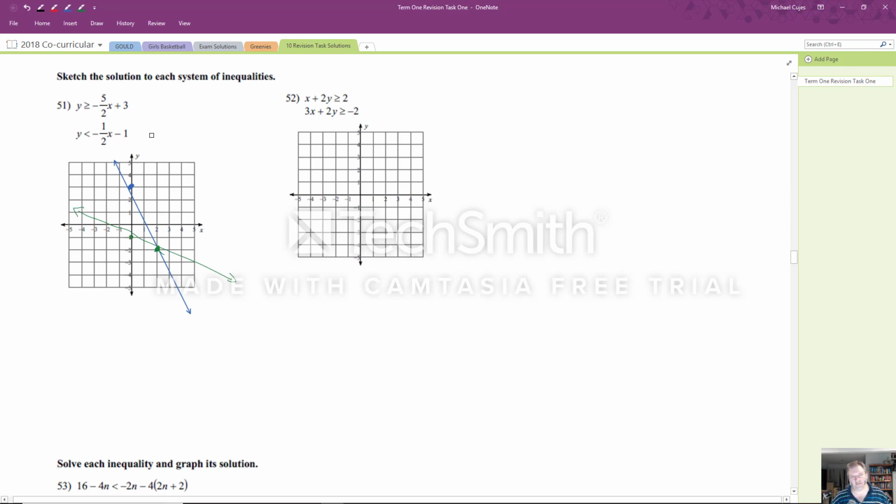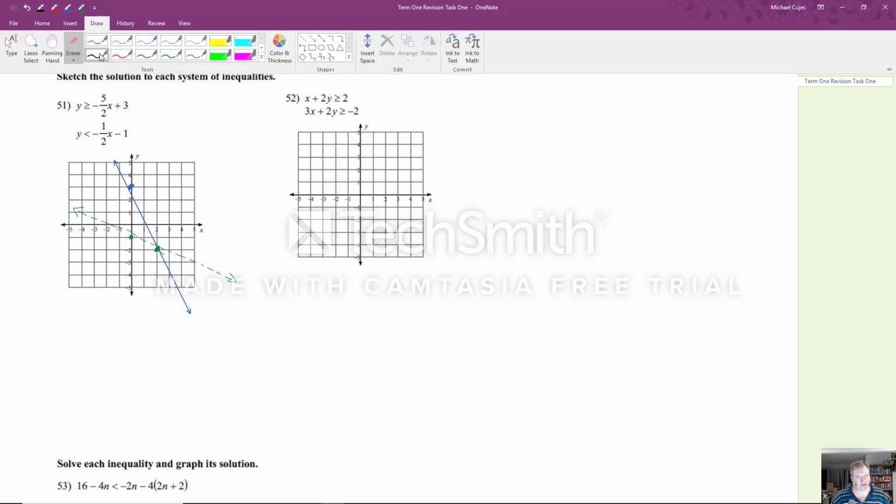Remember, a solid line is for a greater than or equal to or less than or equal to. This second equation here, though, y is less than. That needs to be a dotted line, because it doesn't include any points on the line. That's all that the dotting means. That's good enough. We can see that.